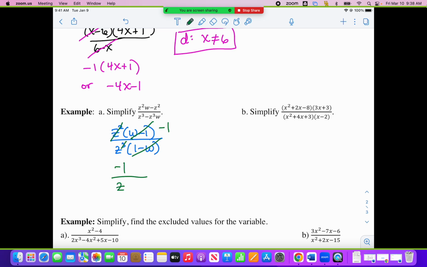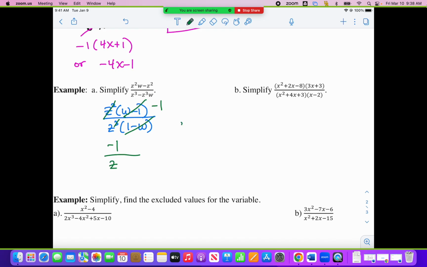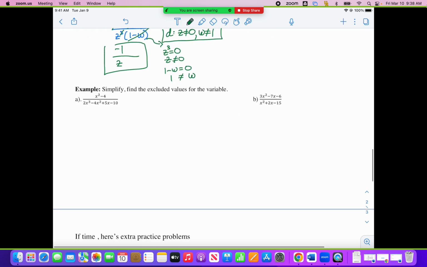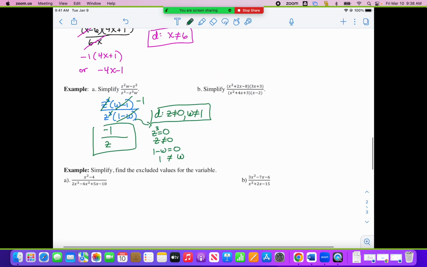Now I have 2 letters here. So when I do domain, I've got to be careful. And I'm going to use the factored form. I would set z cubed equal to 0, so z can't be 0. And 1 minus w is 0. So my domain is z is not 0 and w is not 1. So when you do these, you're always going to state your domain.